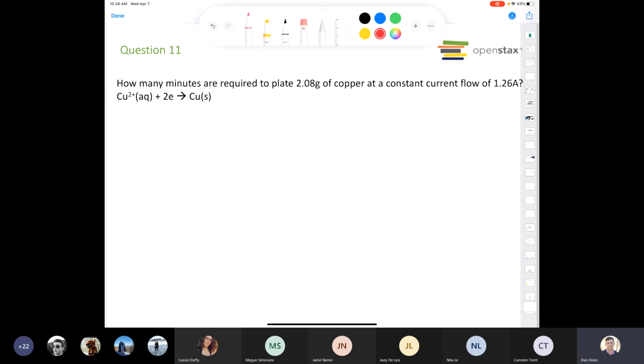So I went directly to the ACS study guide because I wanted to know the level of problem that they would ask my students. What kind of level did they expect from the ACS? And this question comes directly from the ACS study guide. It says, how many minutes are required to plate 2.08 grams of copper when you have a current flow of 1.26 amperes? Remember that 1.26 amperes represents 1.26 coulombs per second.